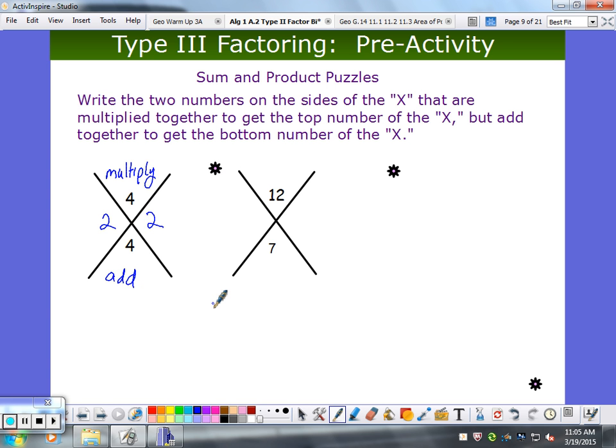Let's try another example. Again, these aren't on your paper. You can copy them if you like. I want to multiply to 12, but add to 7.